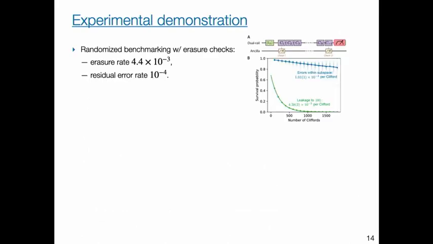So in order to show that we have a large erasure bias, what we did is we implemented single qubit randomized benchmarking interleaved with frequent erasure checks, as depicted in the diagram here. And what we saw is that the erasure rate was around 4 × 10⁻³ per Clifford gate. Post-selecting on no erasure events, my slide got erased.